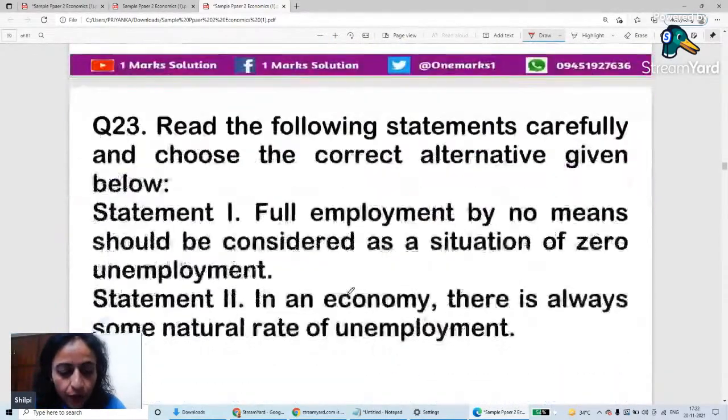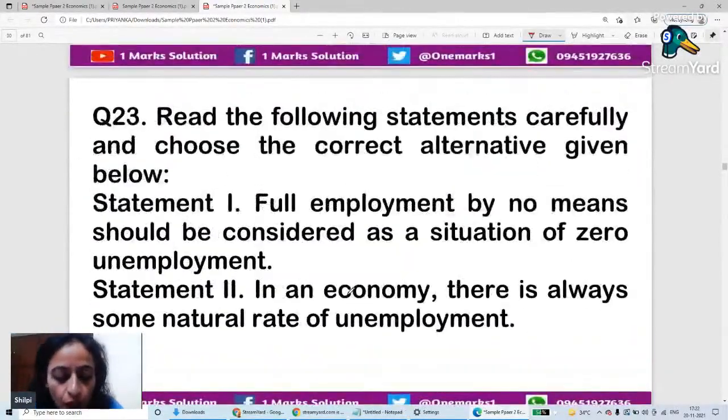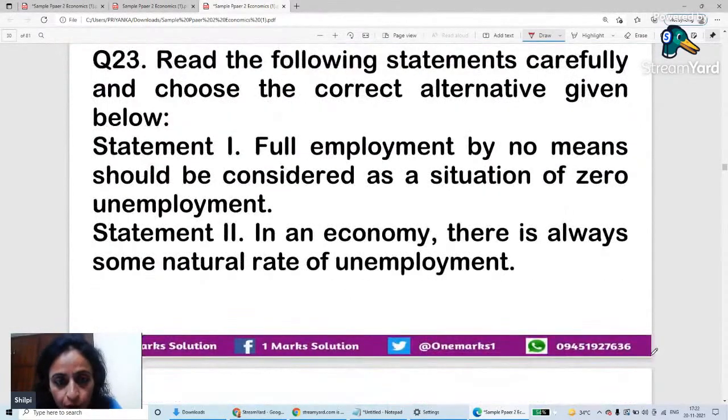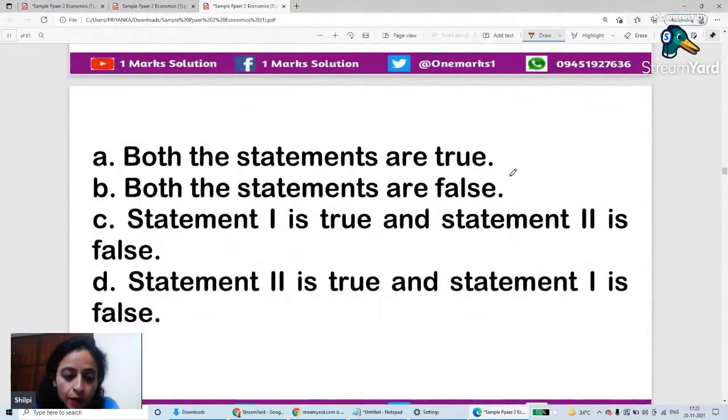Question number 23, statement type question again. Statement 1 says, full employment by no means should be considered a situation of zero unemployment. True? Full employment never means that there will be no unemployment in the economy. There may be temporary unemployment, which is always present in the economy. Statement 2 says, in an economy, there is always some natural rate of unemployment. Yes, which is again true. So we'll go for option A. Both the statements are true.